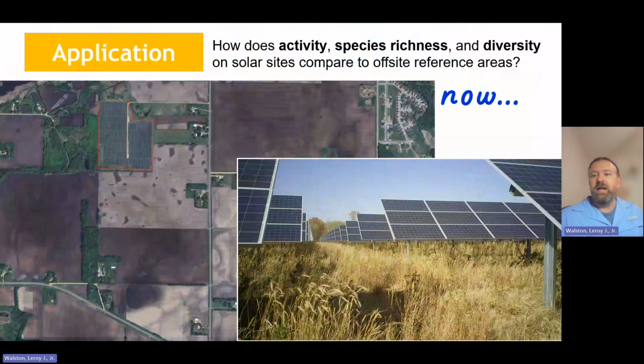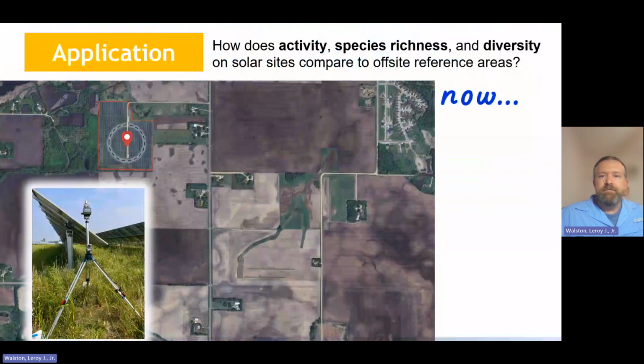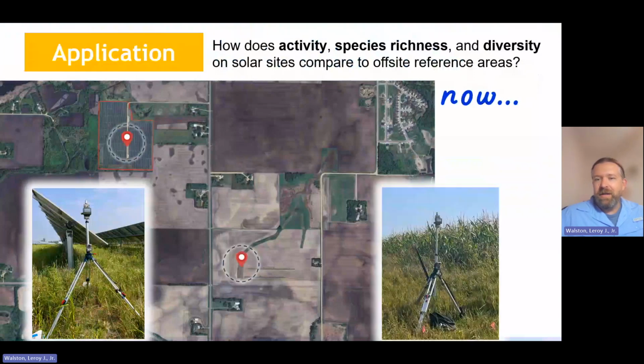We therefore developed a study design that involves passive acoustic monitoring on these sites and in these offsite reference areas to make these comparisons. In these offsite reference areas, we predominantly used row crop agriculture, so corn and soybean fields. This involves setting up acoustic recorders on the solar sites at least 100 meters away from the edge of the solar facility, and also in offsite reference areas. These are the edges of row crop agricultural fields. So we place these recorders on the edges of agricultural fields, oftentimes along fence rows or grassy waterways that separate agricultural fields, those kinds of things.